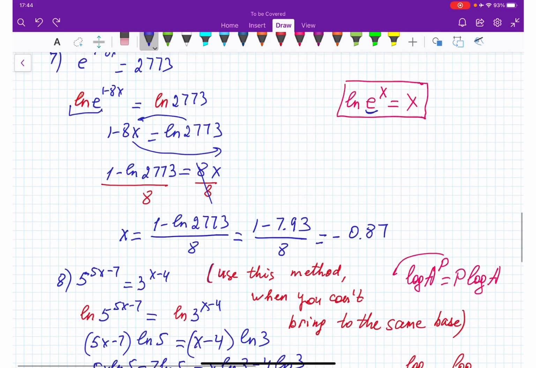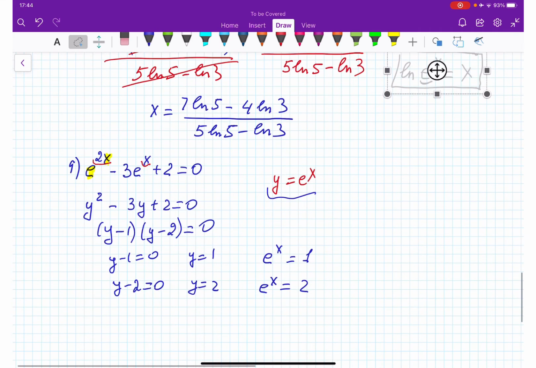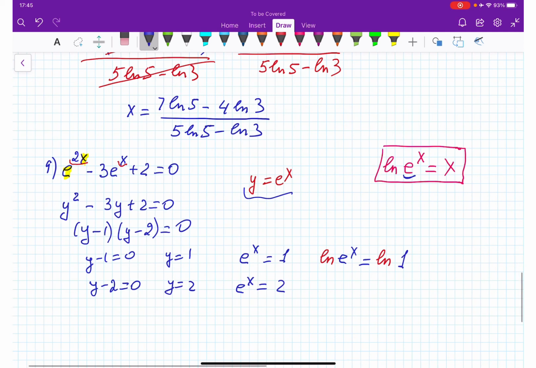Where is it? Let me move it down. Right here. So if I take natural logarithm, e to power x is equal to natural logarithm 1. So from here we know that natural log of e to power x is equal to x. So from here my x is equal to natural logarithm 1. If you are interested to know how much precisely it is, just go to a calculator and get the value of natural logarithm of 1.